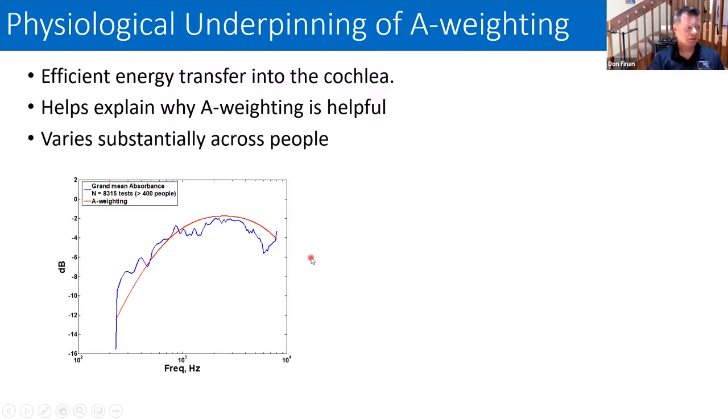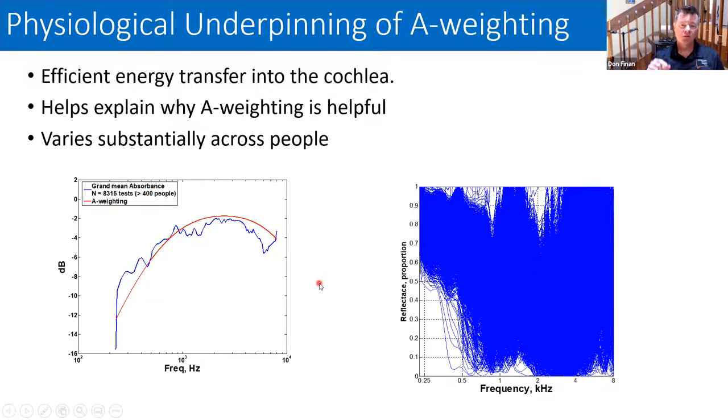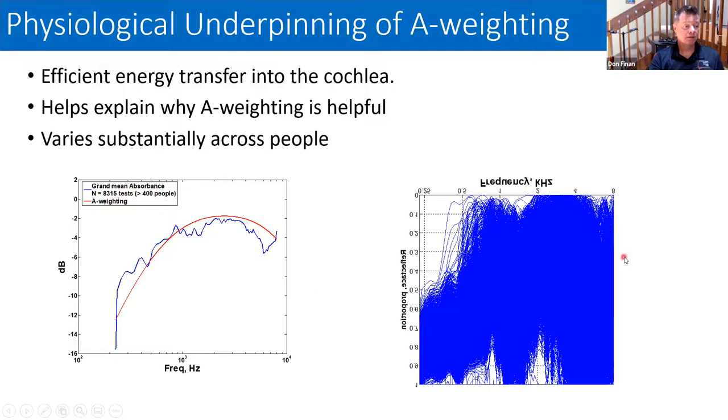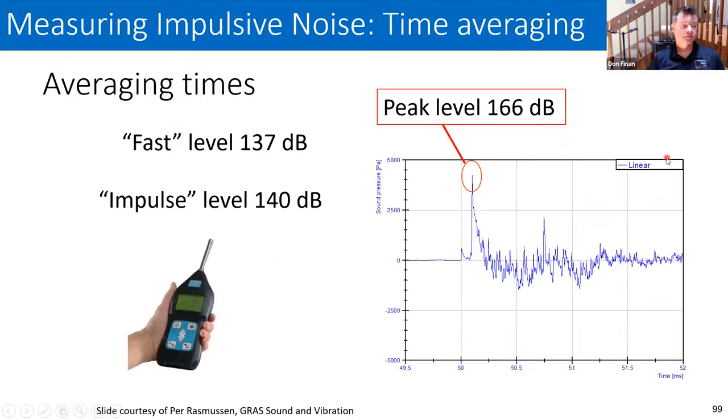One thought about this, however, to consider is that real world data from many people, looking at the transfer function going through the middle ear, is highly variable. And this is a view of that. This is the relative response here, and that A-weighting curve is kind of in the middle. All these blue lines, those are individual data points. So there sure is a lot of variability from one person to the next.